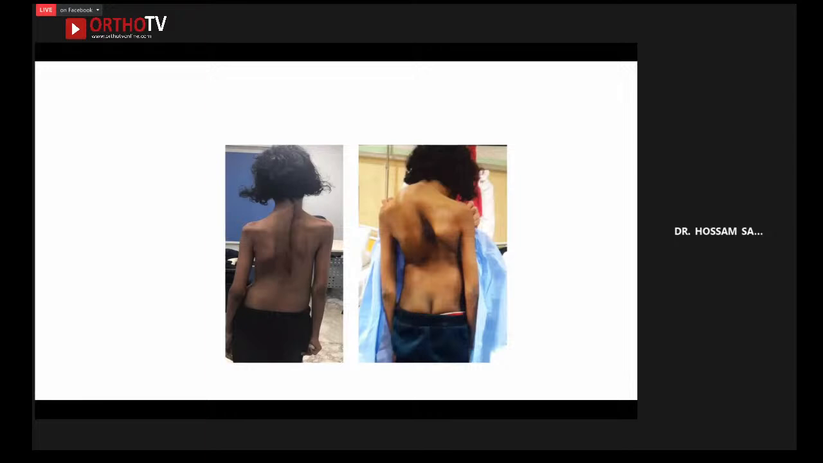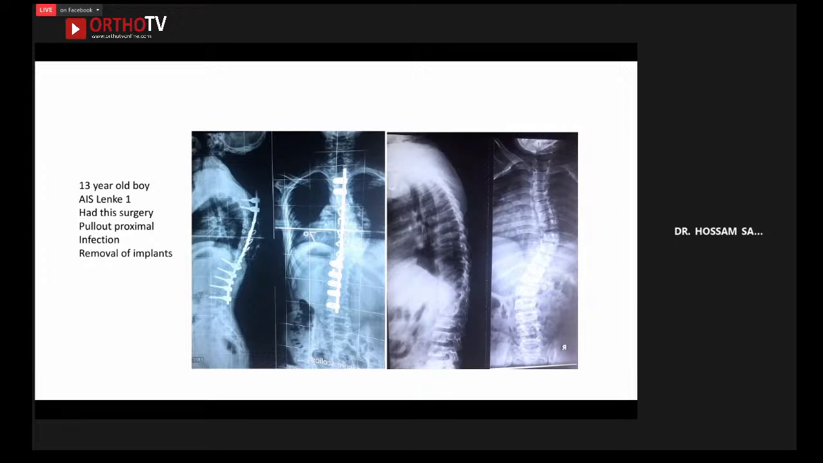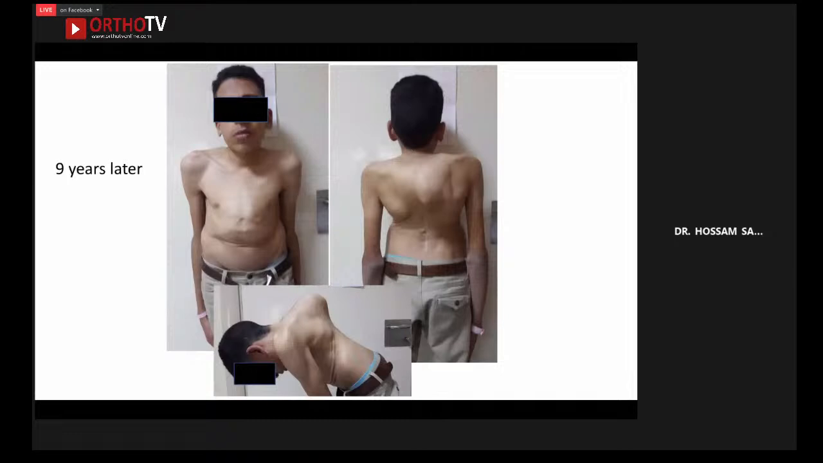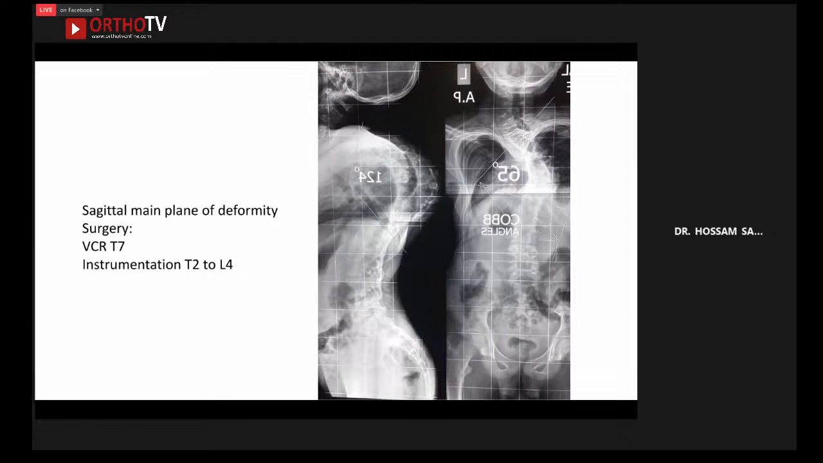This is a 13-year-old who had an AIS, which looked quite innocent. However, the surgery was not very well planned, had surgery elsewhere, and failed instrumentation, infection, pullout, and removal of the implants. Just 9 years later presents like this with this very severe kyphotic deformity. These are the x-rays. This is how it looks. Main problem is the thoracic, very severe thoracic kyphosis measuring over 124 degrees.